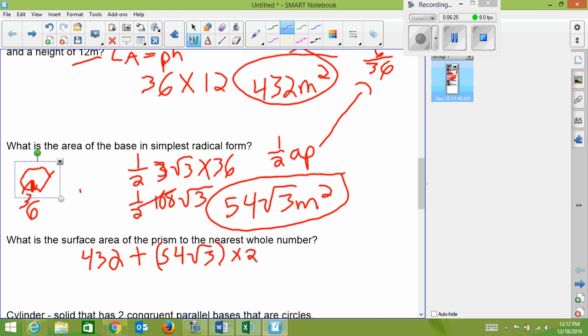And if I go ahead and multiply that all out, I'm going to end up with a total of 619 square meters. This one does not say leave it in radical form. It says nearest whole number, so I can go ahead and multiply that all out, and this is what you get.